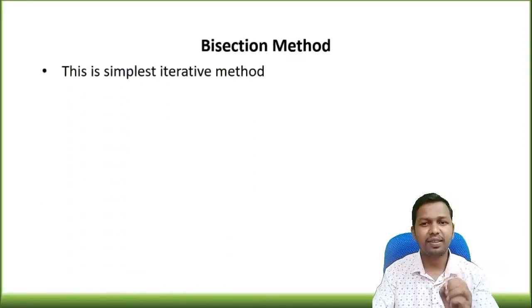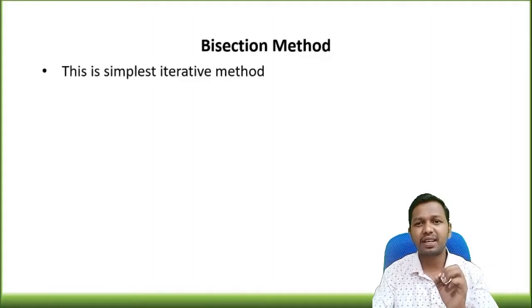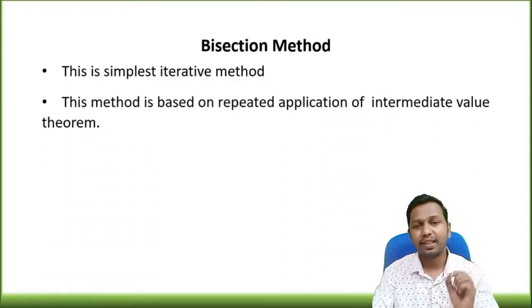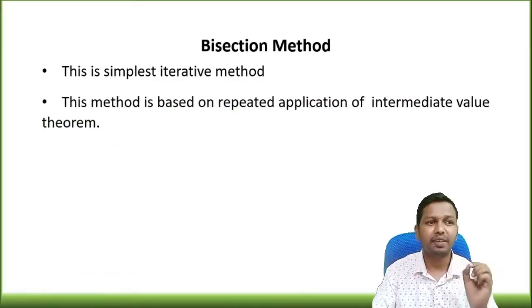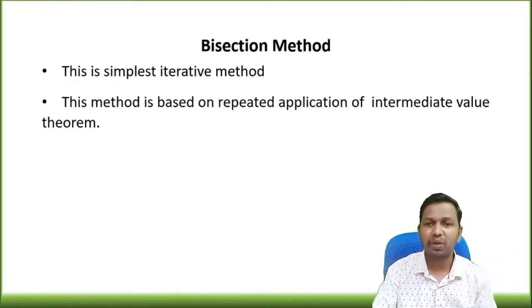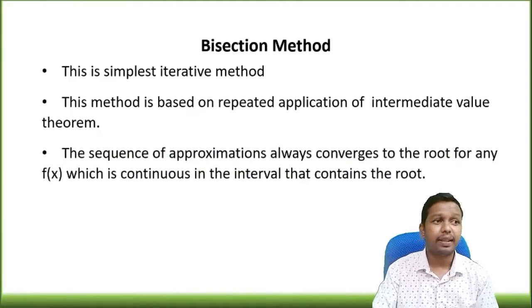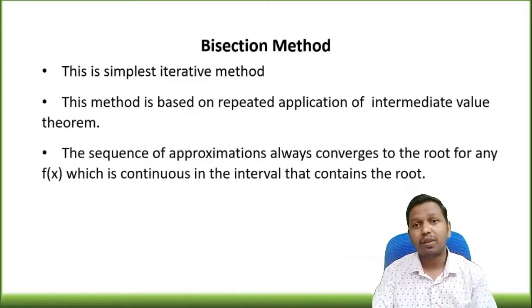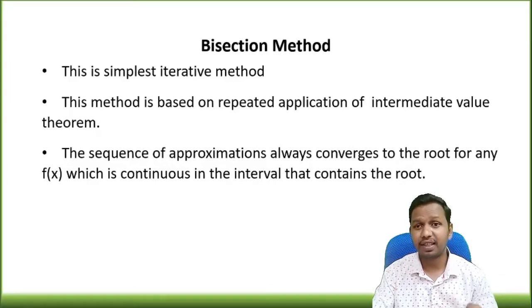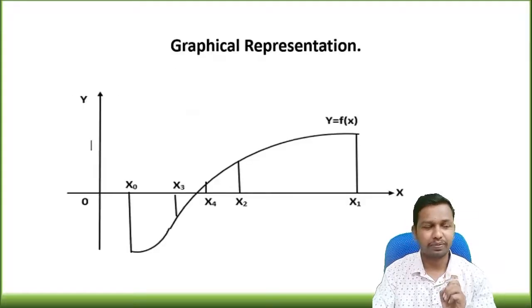Bisection method. This is the simplest iterative method, and this method is purely based on repeated operation of intermediate value theorem. The sequence of approximations always converges to the root for any f of x which is continuous in the given interval that contains the root.